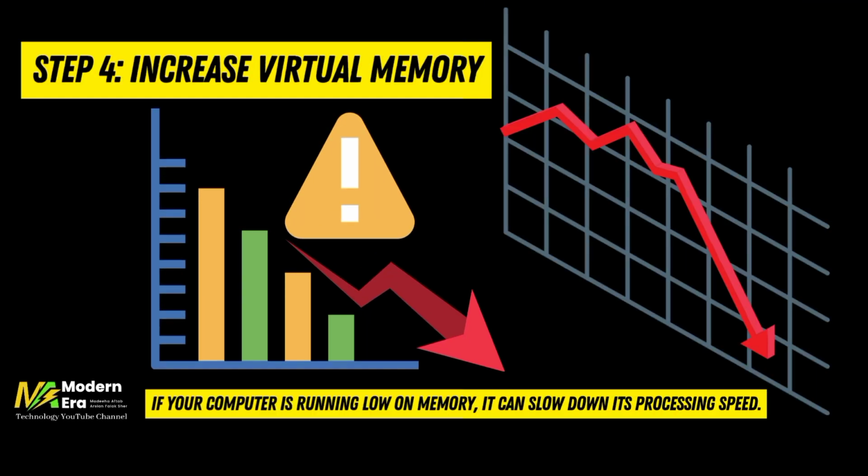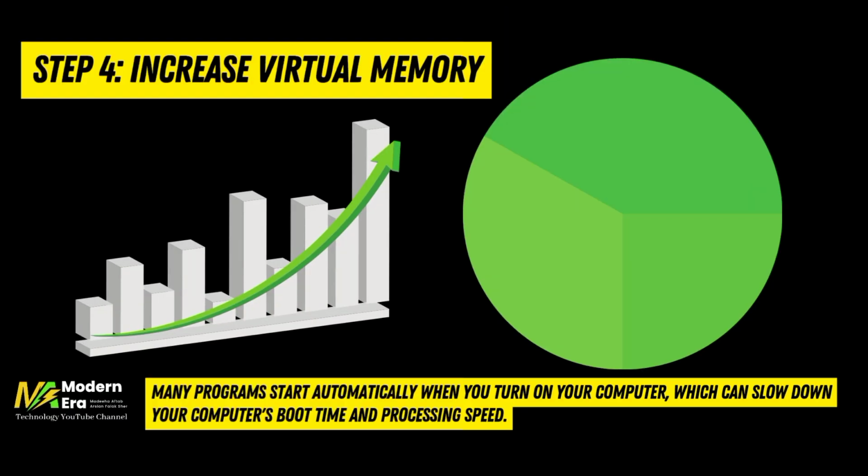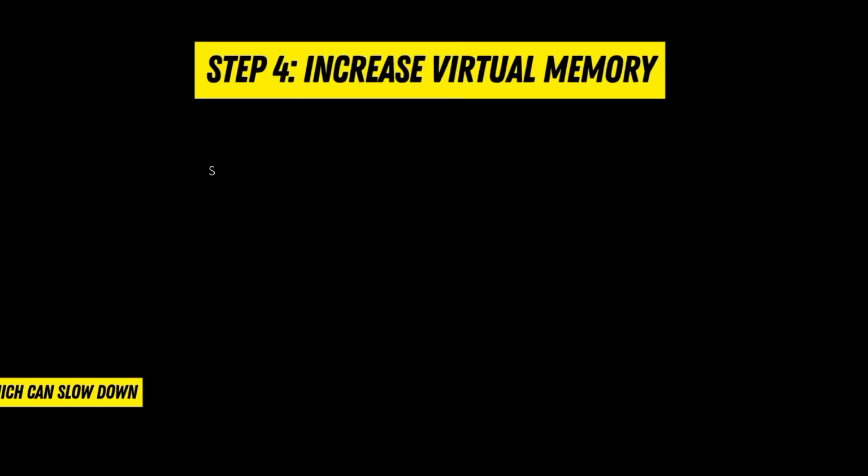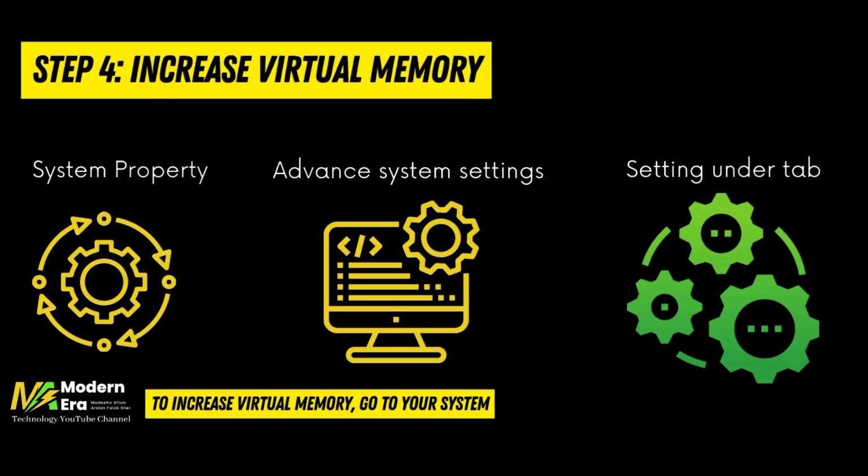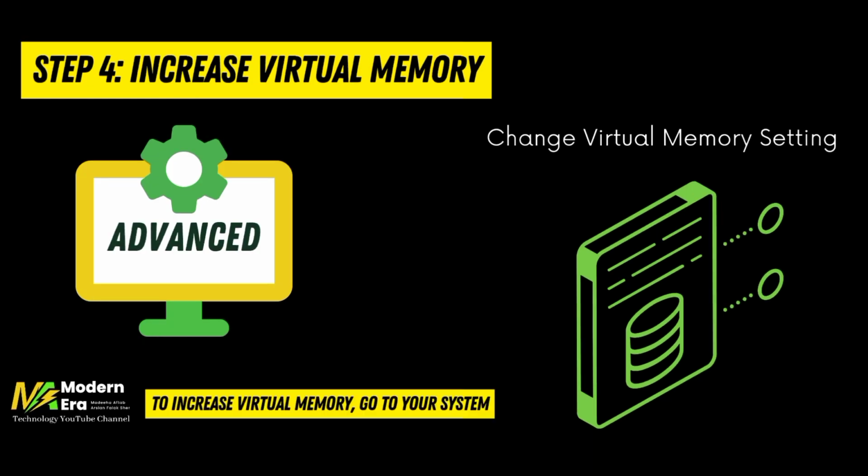Step number 4. Increase virtual memory. If your computer is running low on memory, it can slow down its processing speed. To increase virtual memory, go to your System Properties, select Advanced System Settings, and then Settings under the Performance tab. From there, select Advanced and change the virtual memory setting.